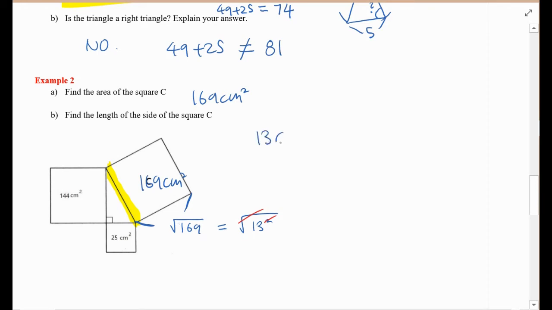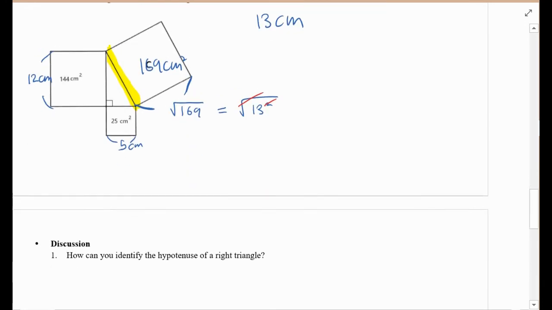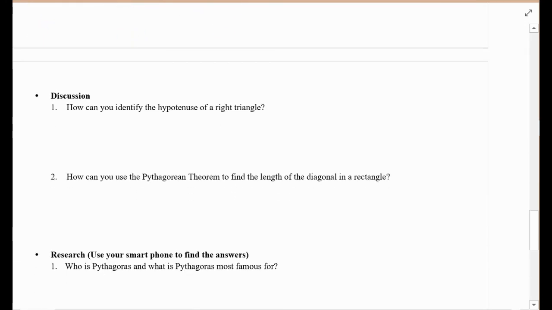So it's 13 centimeters. What is the side length of this one? You have 25. What's root 25? That is 5. What is the side length of this one? What is the square root of 144? That is 12 centimeters. Okay? All right, let's move on.